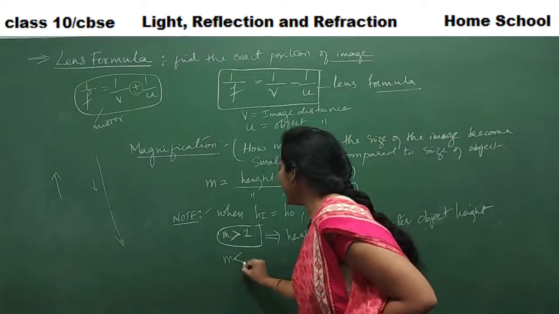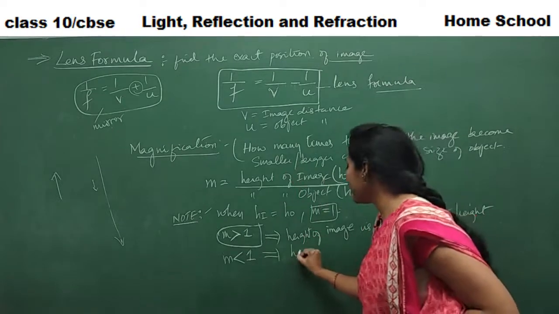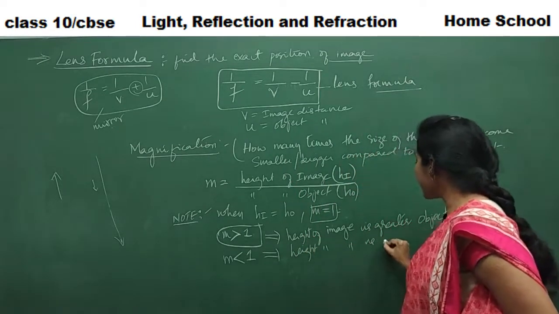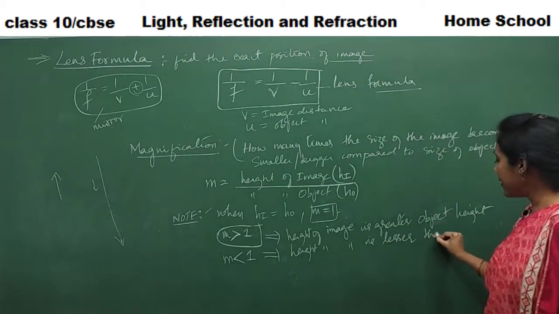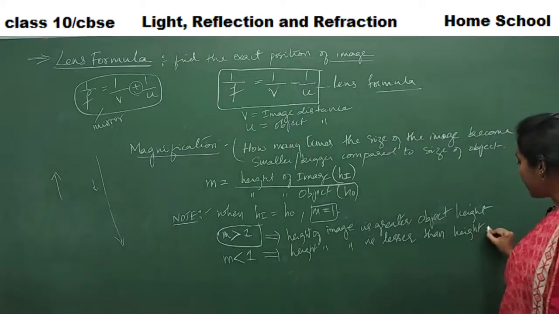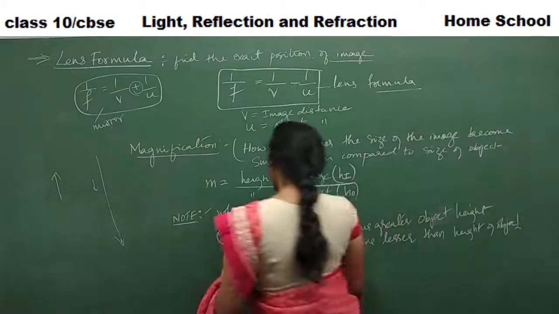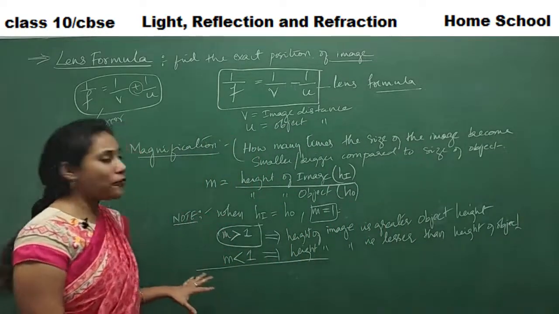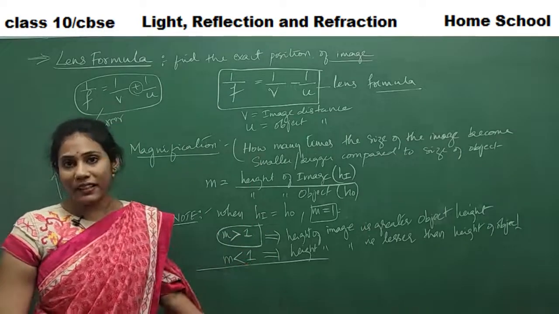And whenever the m value is lesser than 1, it is opposite. That is, height of image is lesser than height of object. So this is one note that you have to remember. If you have studied in detail in case of mirrors, then no need to remember. The same thing I am repeating here, that's it.